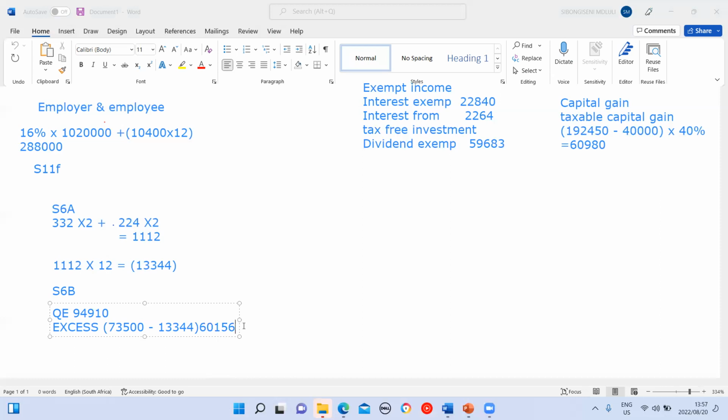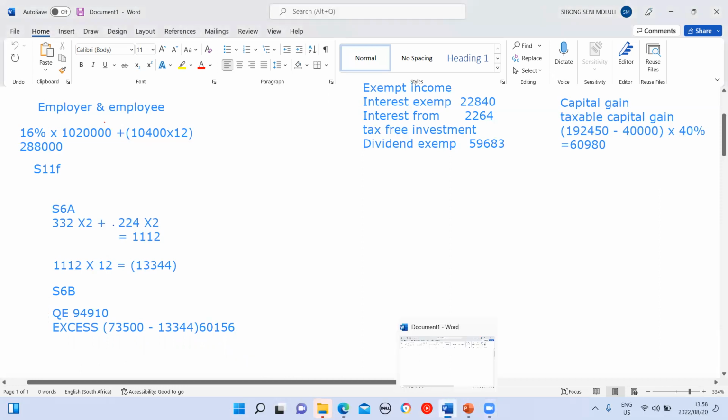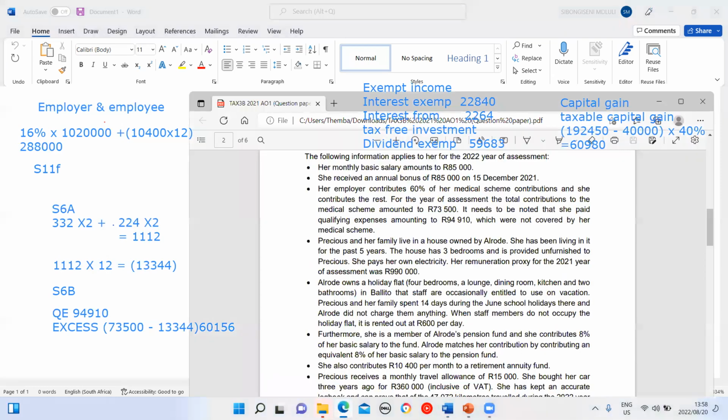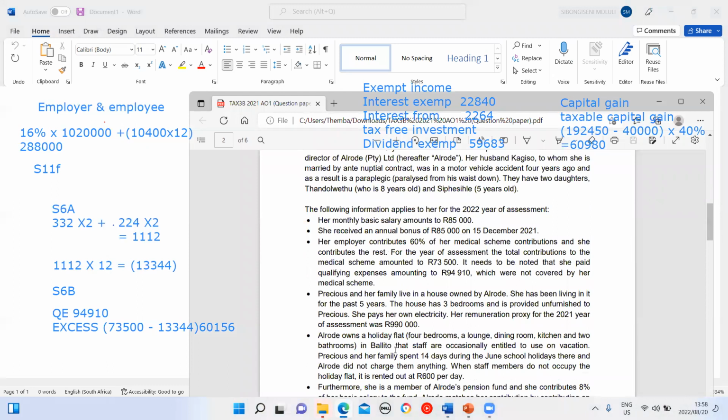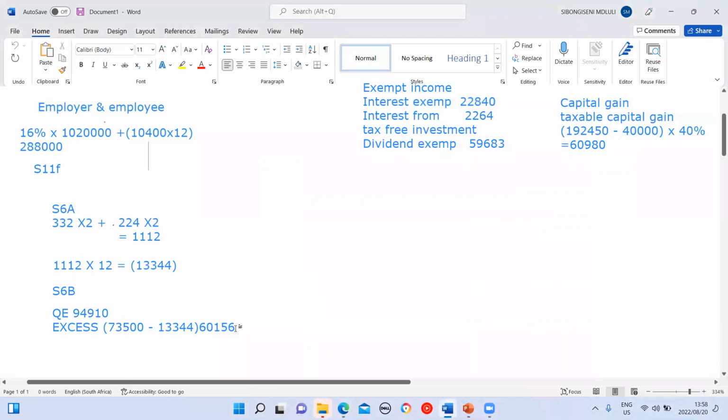$60,156. Yeah, 60,156. Okay, then 94. Remember the spouse is disabled. 2010, yeah. So the spouse is disabled. So the 3.3% would apply to this aggregated amount.